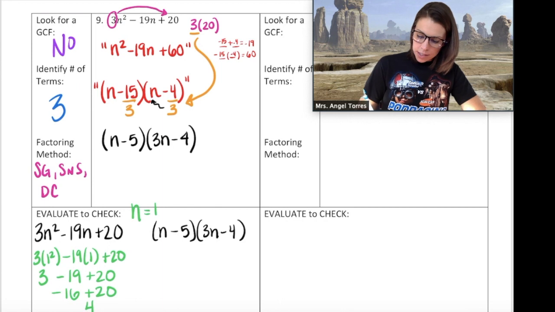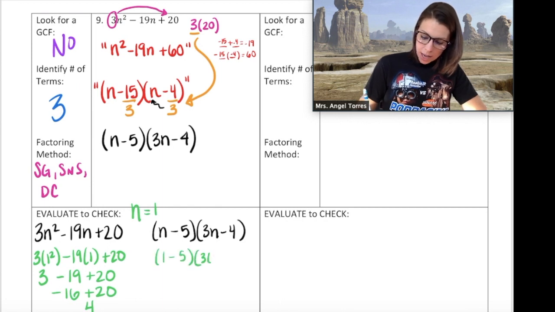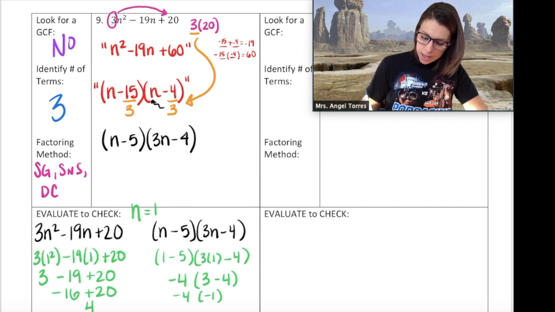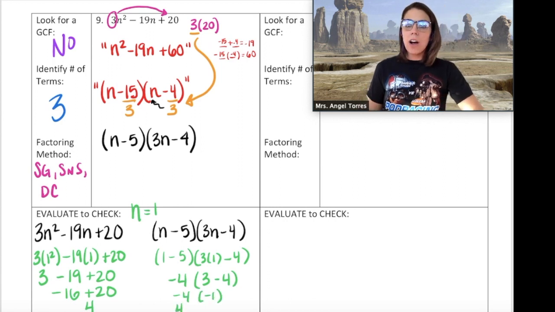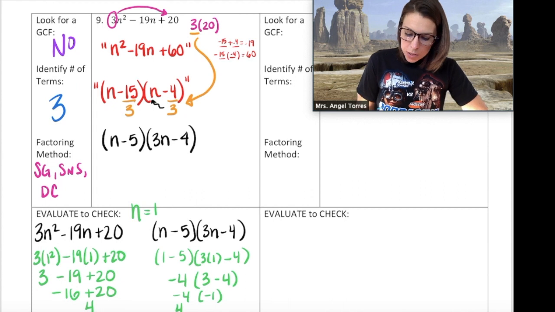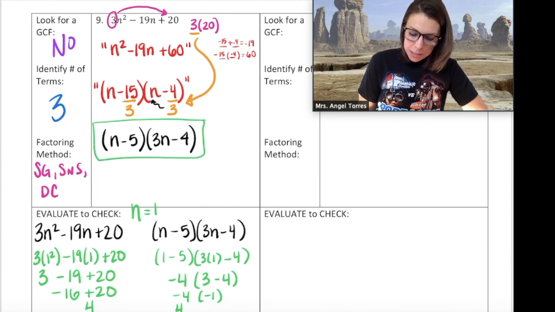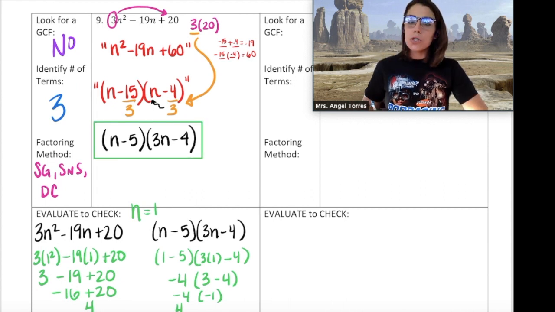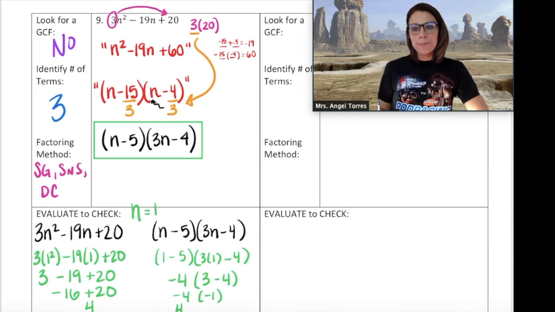On to the next. 1 minus 5 times 3 times 1 minus 4. That's negative 4 times 3 minus 4. That's negative 4 times negative 1. And it looks like the second expression also has a value of 4, which means that this factored form, this product, is equivalent to the trinomial that we started with.